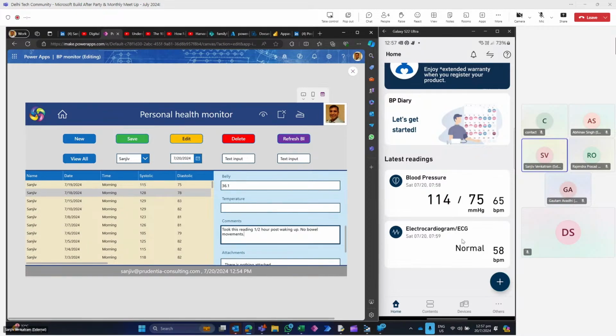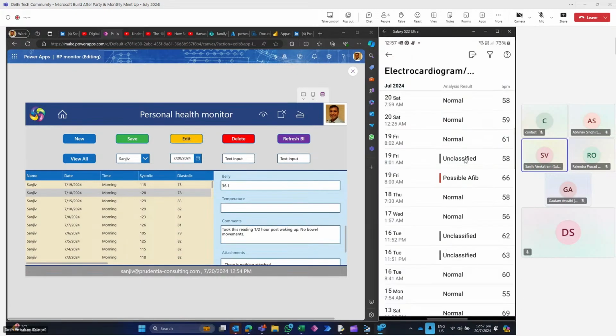Okay. Then this one, the ECG over here, if I click this, it basically shows me all my readings. And then there were a couple here that were unclassified. This one where it says AFib is actually scary. But then I had just done something crazy and I took the reading. My fingers were sweaty. So this reading doesn't truly count.